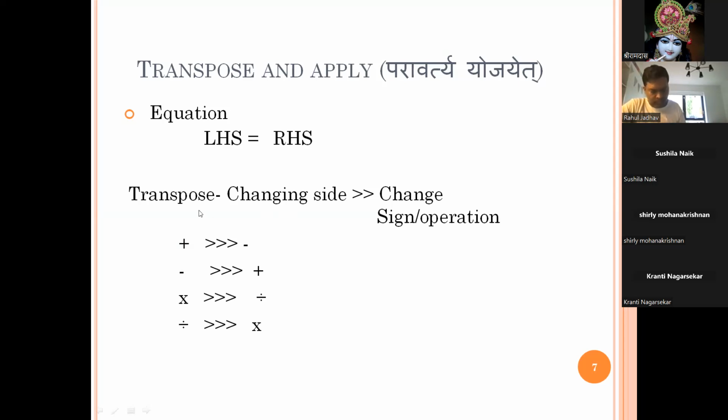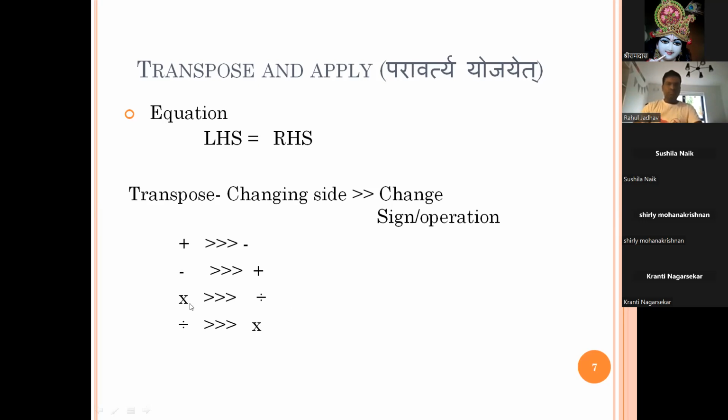But while you are transposing the terms, one needs to understand that it always changes. When you change the side, it will change the sign or operation. Whatever is plus on the left-hand side becomes negative on the right-hand side. What is negative on the left-hand side becomes positive on the right-hand side. Same rules we learned in school. Multiplication gets converted into division, and division, when changing the side, gets converted into multiplication. Is this basic rule clear?